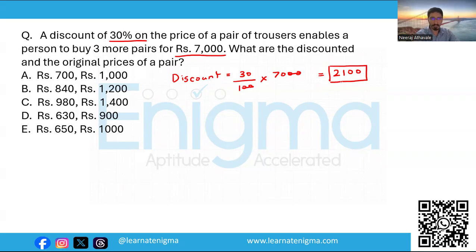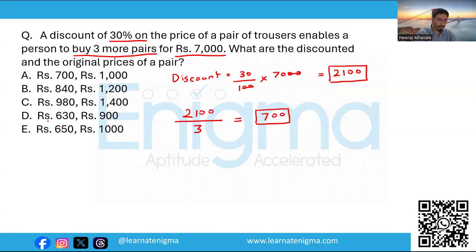But instead, what he did, he got 3 more pairs. So that means in 2100, he spent this amount again and he got 3 extra pairs. So that means the price now is 700 rupees per pair.